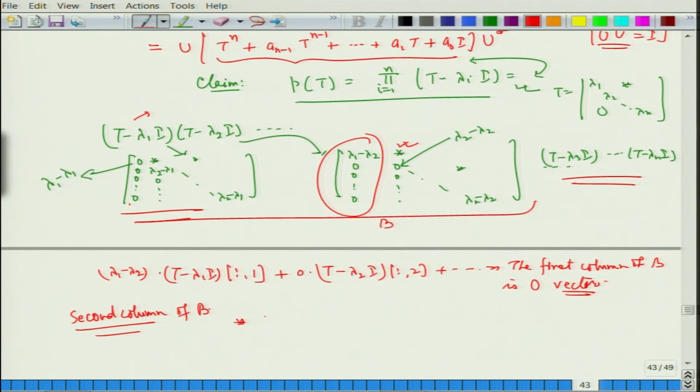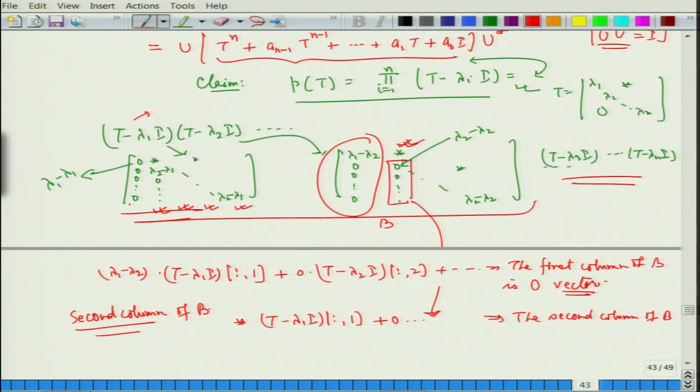Second column of B. If I look at the second column of B, I am multiplying by a star. So I am multiplying a star to t minus lambda 1 of I, the first column, and then again it is 0 times everything else, 0 times something. All right. Look at here, it is 0 times, fine. So I have got 0 times something here. A star is the first entry, but then rest everything is 0. So I am multiplying the second column here to 0, third column to 0, fourth column is being multiplied by 0. All the columns here are being multiplied by 0. Is that okay? Fine. So therefore this implies that the second column of B is 0 vector.